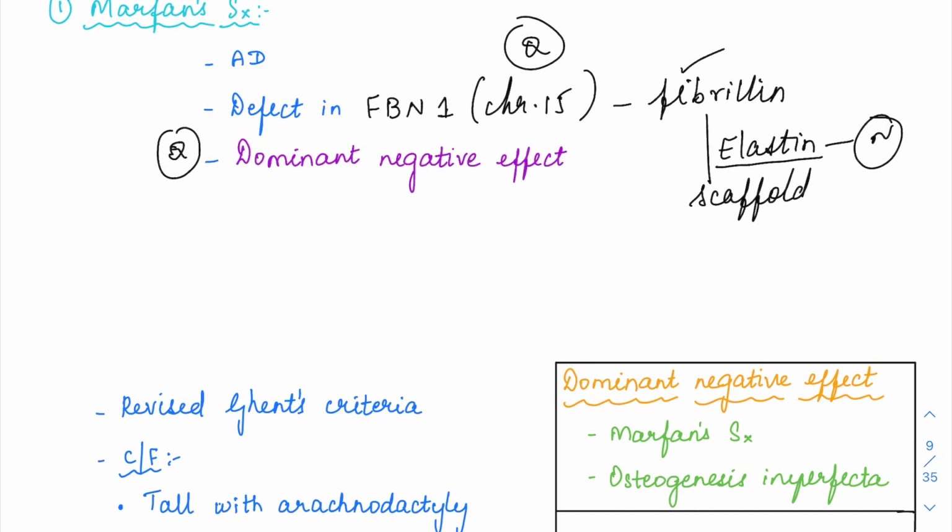So fibrillin is the dominant one here. So without that, the dominant negative effect is lost. So dominant negative effect is going to affect some other normal protein function as well, because the scaffold is not being formed here. So the examples of this dominant negative effect will usually be seen in Marfan syndrome and also in osteogenesis imperfecta.